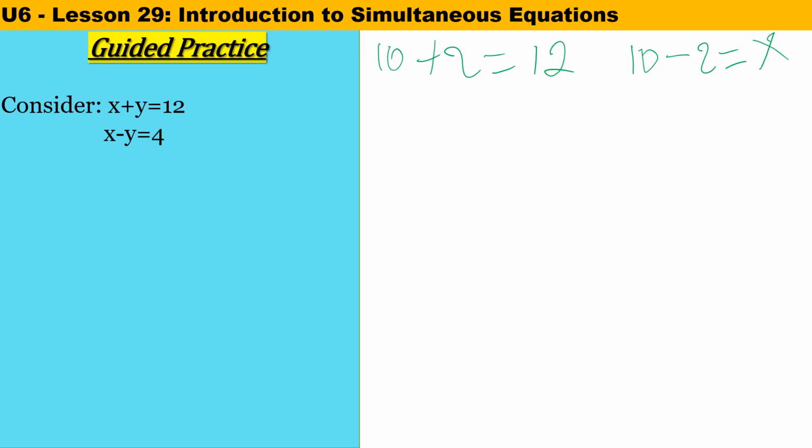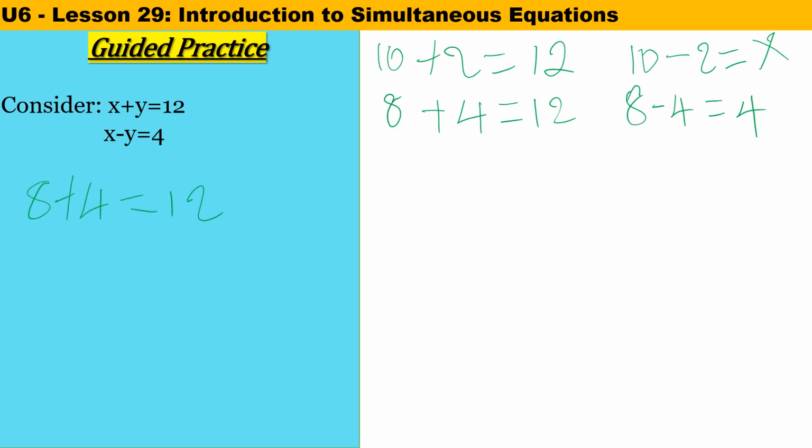Let's try 8 plus 4 equal 12. Sorry, that should be minus. 8 minus 4 equal 4. Does this satisfy the equation? Yes, it does. So you can go ahead and you plug it in. 8 plus 4 equal 12 and 8 minus 4 equal 4. Therefore, x is equal to 8 and y is equal to 12.